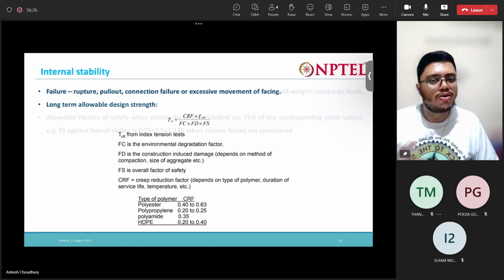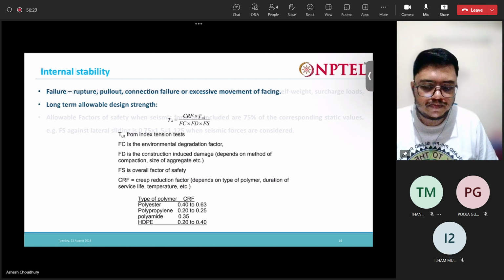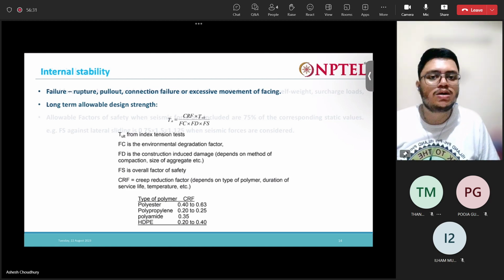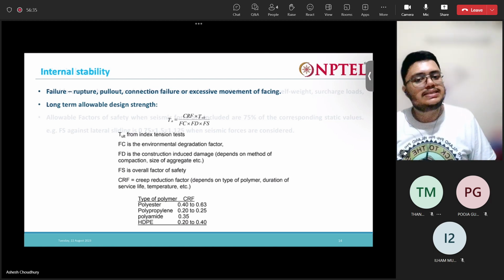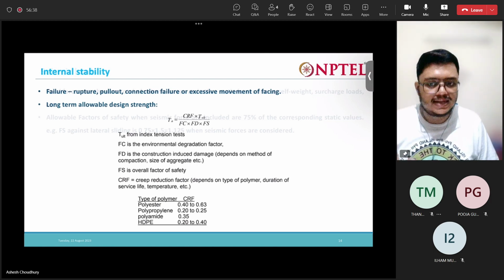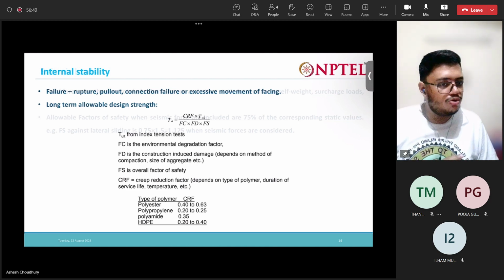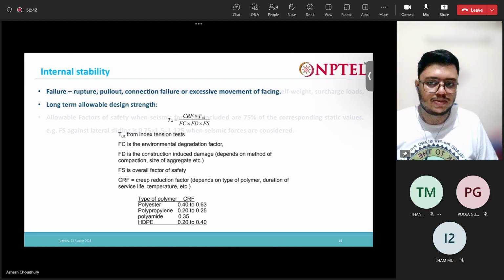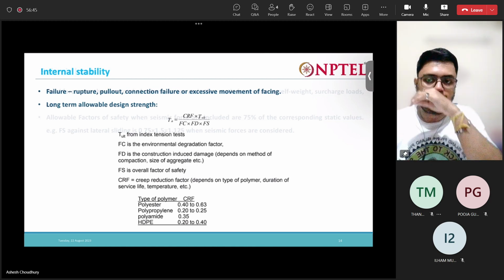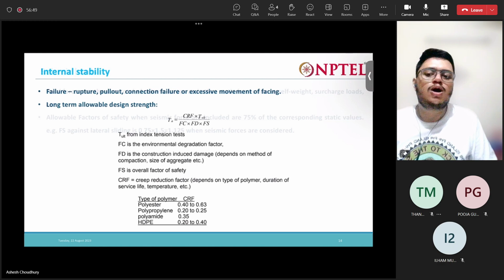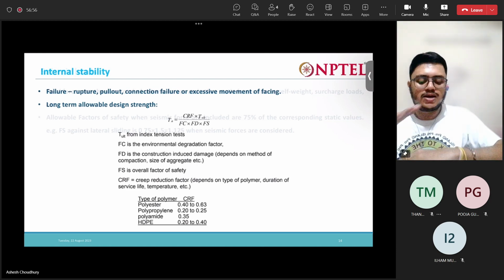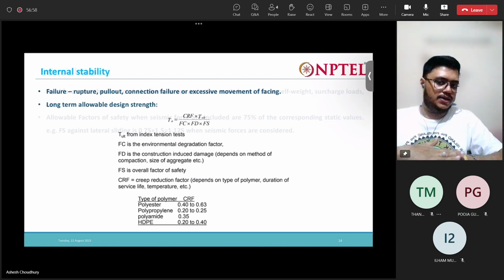When does rupture failure occur? Rupture failure occurs when the oncoming load into the reinforcement exceeds the tensile strength of the reinforcement. In that case, the reinforcement cannot take more load, obviously, and that's why it ruptures. It breaks, it snaps. Another one is the pull out failure. When does pull out failure occur? Pull out failure occurs when there is loss of friction and resistance between the soil and the reinforcement layer.